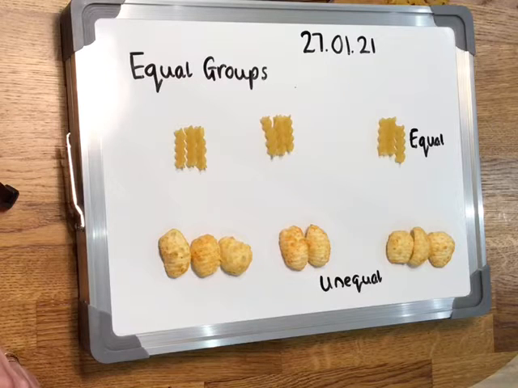I'd like you to pause the video now, have a look at the activities in the PDF file, and I'd like you to stop after you've completed the activity which asks you to label some groups equal or unequal.